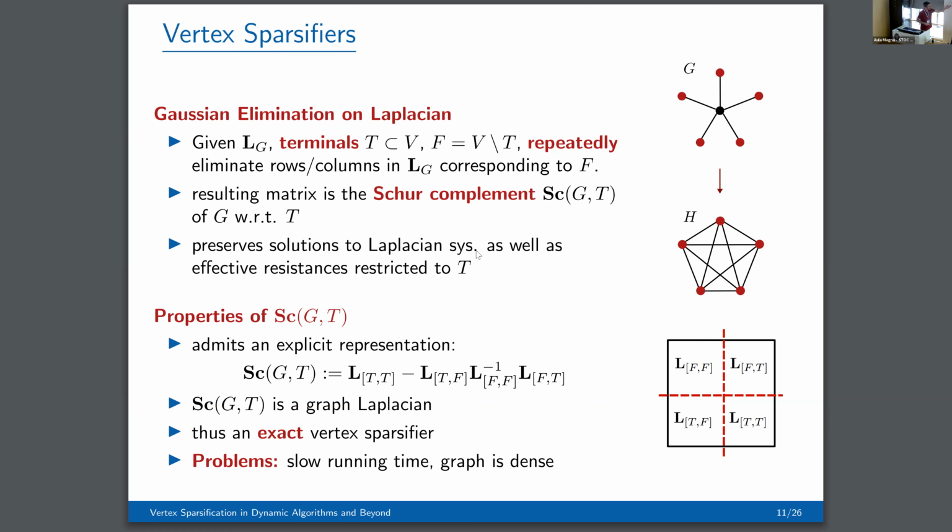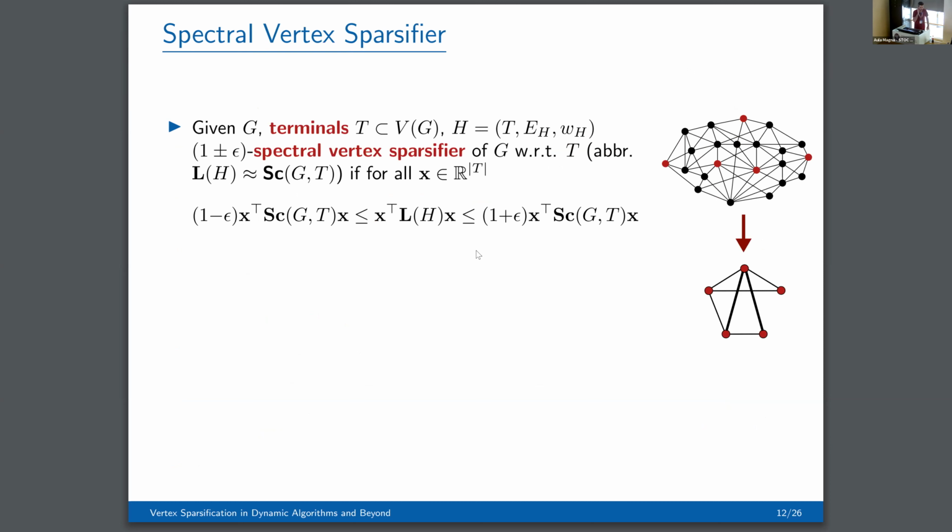And the good thing is that it's an exact Sparsifier. You can show that the underlying Laplacian that you get after doing this elimination preserves everything exactly. You don't lose anything in approximation. So you actually have a trade-off again between the runtime and the approximation. Now this leads us to a notion known in the literature as a spectral vertex Sparsifier.